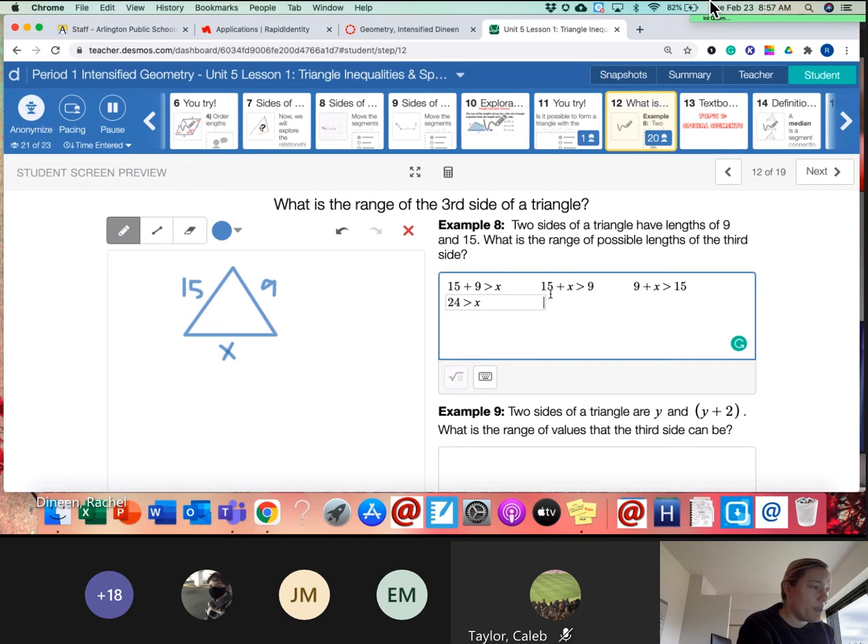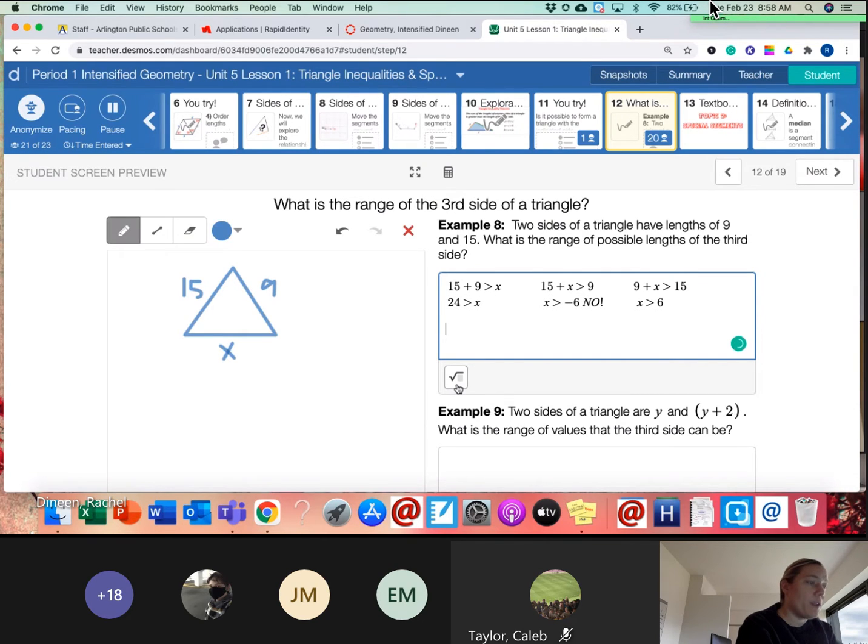Here I'm going to subtract 15 from both sides. So x is greater than negative 6. So can I have a negative side length? No. So you can automatically reject that answer because of the negative length. Subtract 9 from both sides. X is greater than 6.